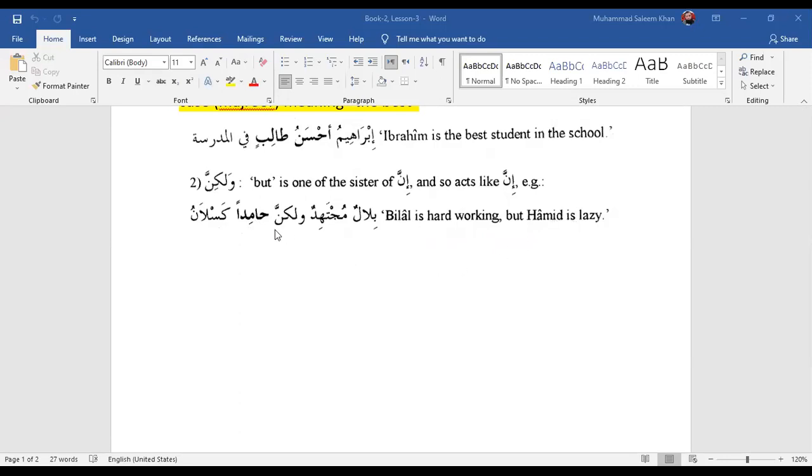So as we can see here, it's walakinna, not walakin. That's different. So it's with tashdid and fatha. Walakinna. Bilalun mujtahidun, walakinna hamidan kaslanu. Bilal is hardworking, but Hamid is lazy. Please don't confuse it with walakin, because it can come sakin as well. But when it comes sakin, then it has a different meaning and different function, and we will talk about that later. Here we are only talking about lakinna, noon with tashdid.